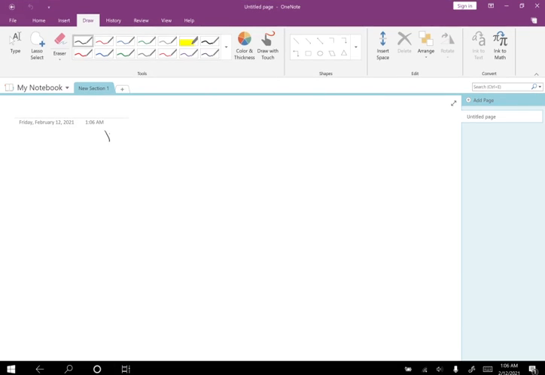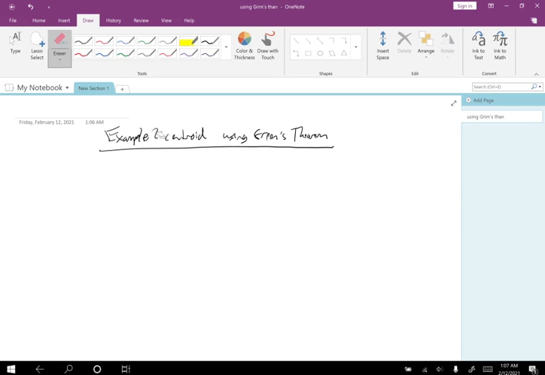Okay, we're going to talk about an example of finding a centroid using Green's theorem. We're going to find x bar, y bar of this triangle with vertices (0, 0), (a, 0), and (0, b).